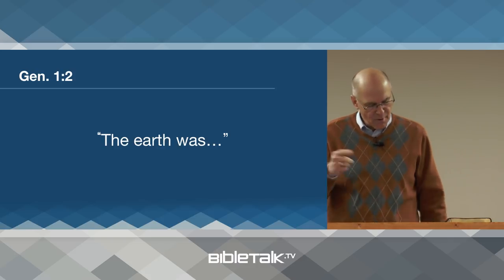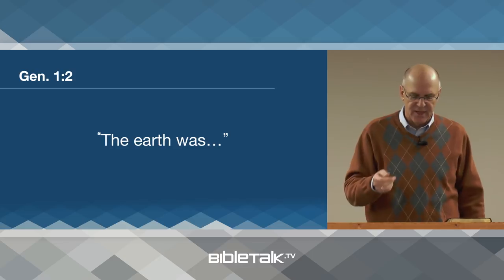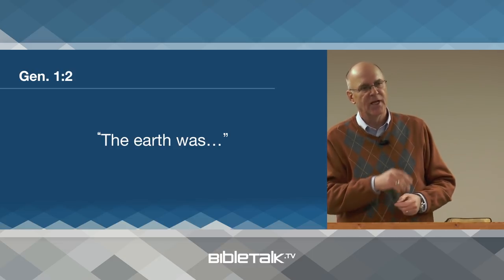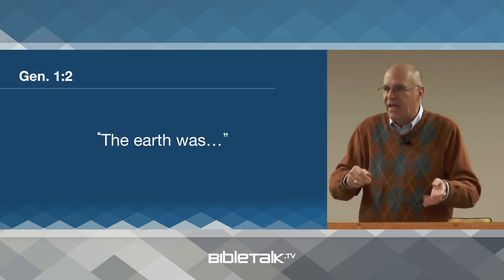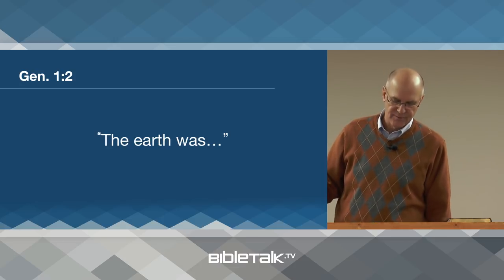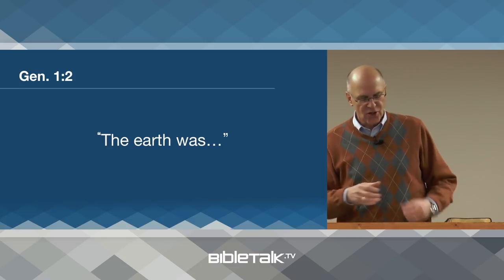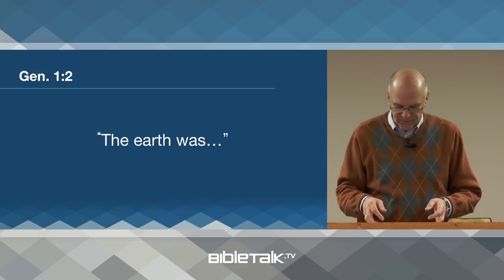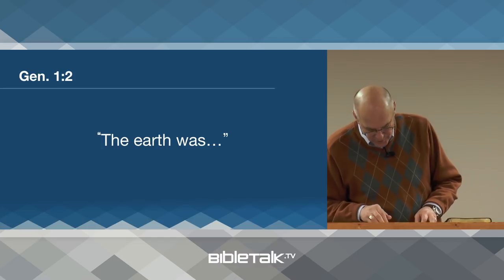It says, the earth was. Now in the American Standard and the King James, they say, and the earth was. There's a conjunction. In the beginning, God created the heaven and the earth, and the earth was, a continuation. Now the conjunction "and" simply denotes a sequence of events that flow one from the other.